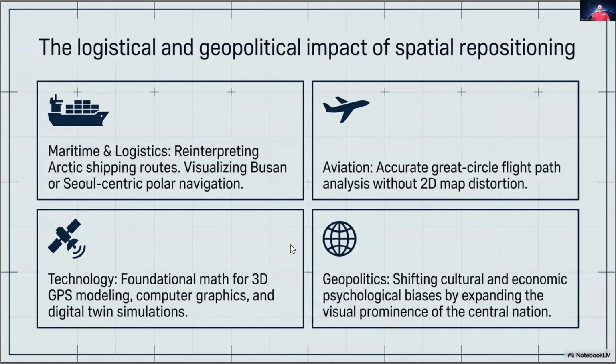Okay, the logistical and geographical impact of the spatial position. In maritime and logistics, reinterpreting Arctic shipping visually, Busan or Central Polar navigation; aviation, flight path analysis without 2D map distortion; technology, foundational maths for 3D GPS modeling, computer graphics, and digital twin simulation; geopolitics, shifting cultural, economic, and psychological biases by expanding the visual prominence of the central location.